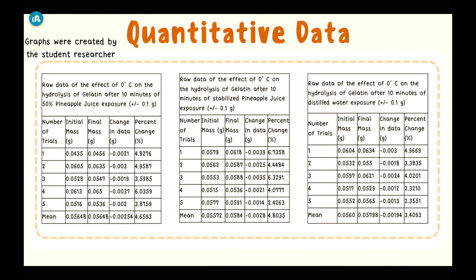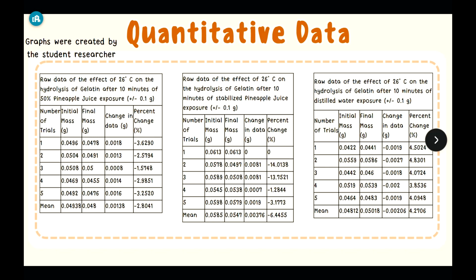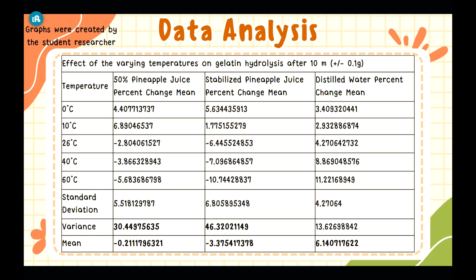And this is the quantitative data for all the 5 different temperatures and substances the film strip was exposed to. The initial mass, final mass, change in data, and percent change was found for 0 degrees Celsius, 10 degrees Celsius, 26 degrees Celsius, 4 degrees Celsius, and 6 degrees Celsius. Furthermore, a data analysis was conducted on the percent change means for the different temperatures and substances, in addition to the standard deviation, variance, and mean.